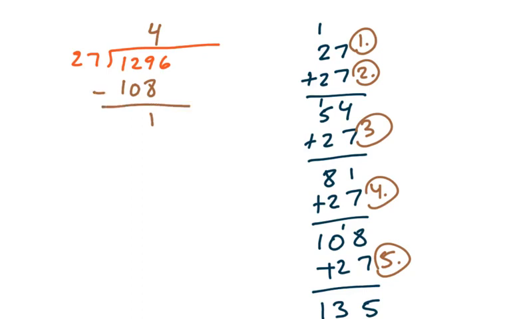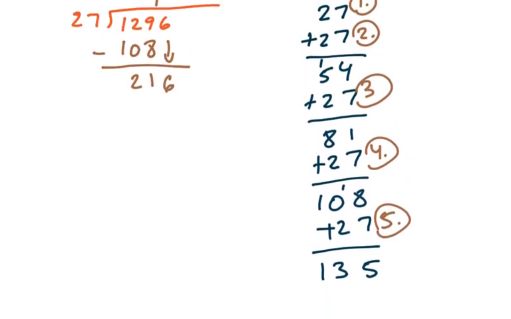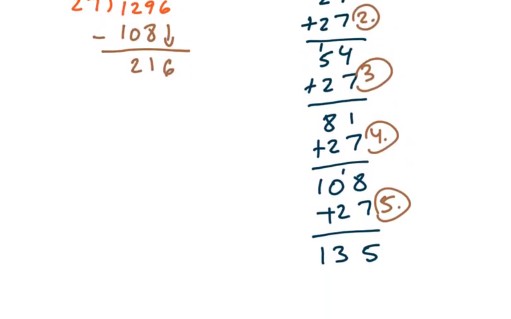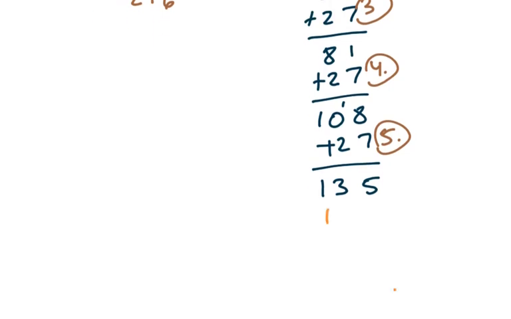This is going to give me 1. This is 2. 1 minus 1 is 0. And then we're going to bring down the 6. So we're seeing how many times does 27 go into 216. Now, notice I've stopped at 135, so I have to continue. So I'm going to keep adding 27s now.